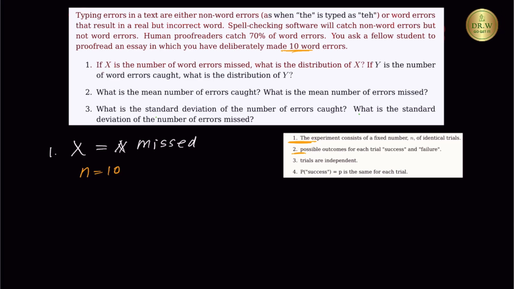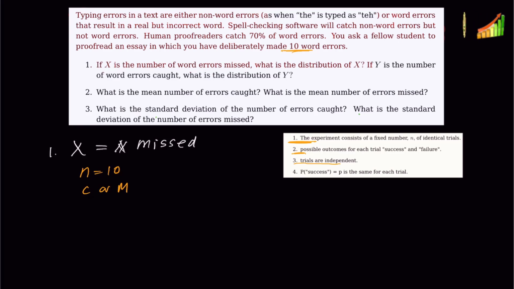Then second one, how many outcomes? Two outcomes, the catch or missed. Therefore, second one is also satisfied. Third one, trials are independent. Yes, this is independent. So this is student, they are independent. Right. How about the fourth one?